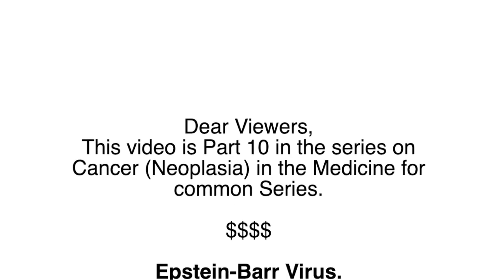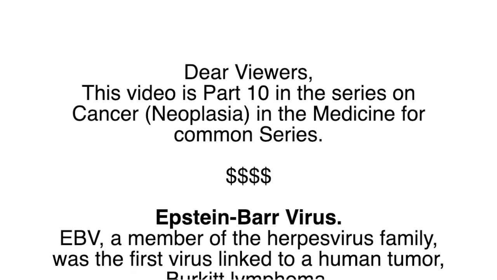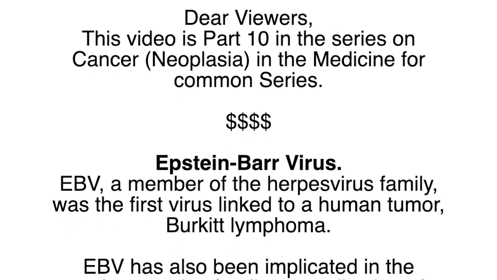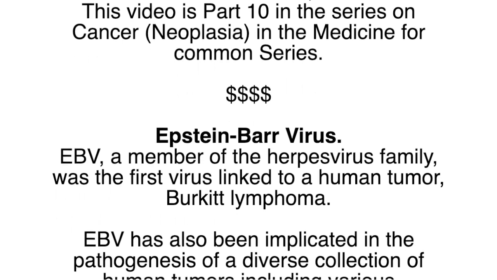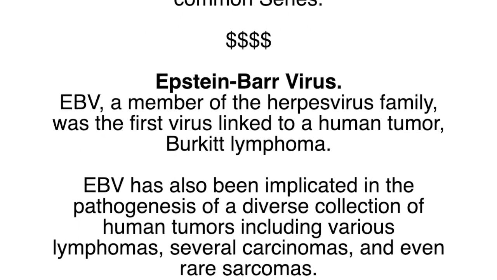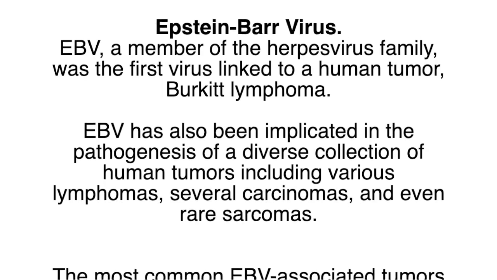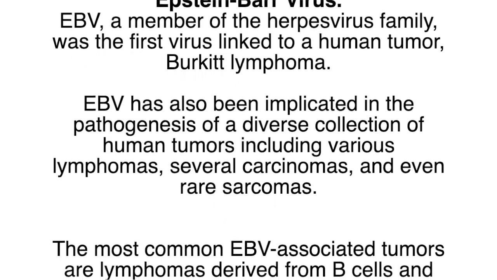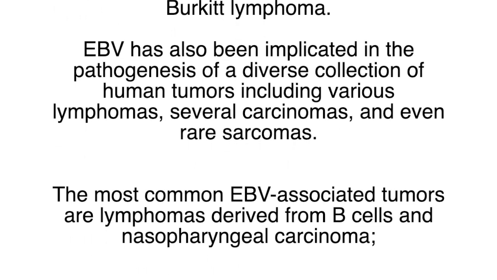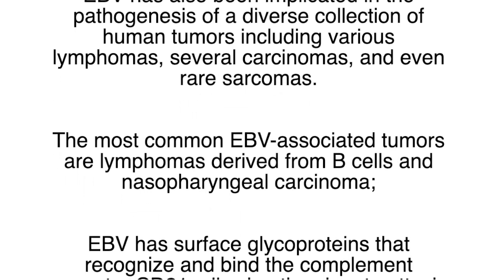So, coming back to the discussion, Epstein-Barr virus. EBV, or Epstein-Barr virus, is a member of the herpes virus family, and was the first virus linked to a human tumor, Burkitt lymphoma. EBV has also been implicated in the pathogenesis of a diverse collection of human tumors, including various lymphomas, several carcinomas, and even rare sarcomas. The most common EBV associated tumors are lymphomas derived from B cells and nasopharyngeal carcinoma.